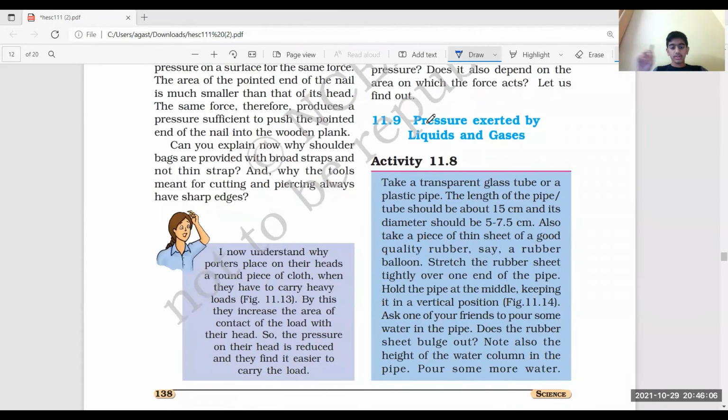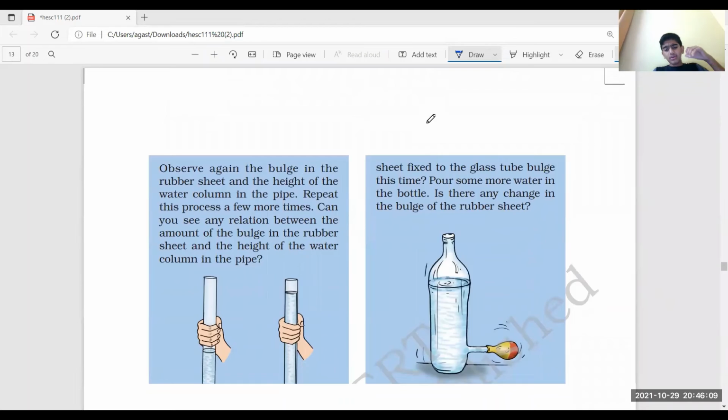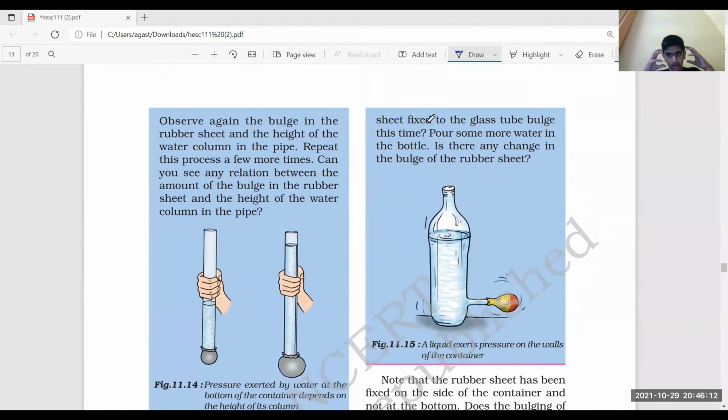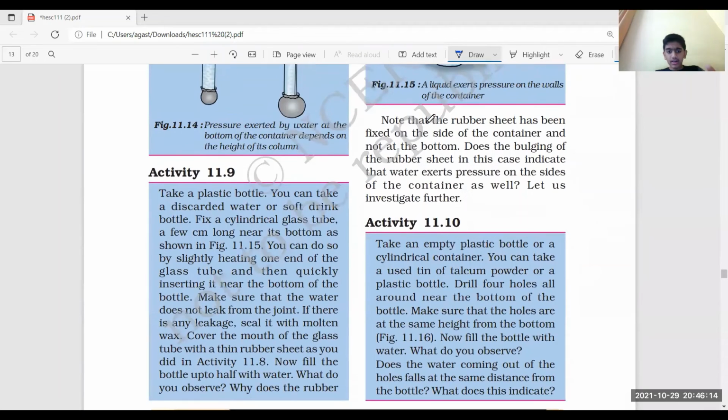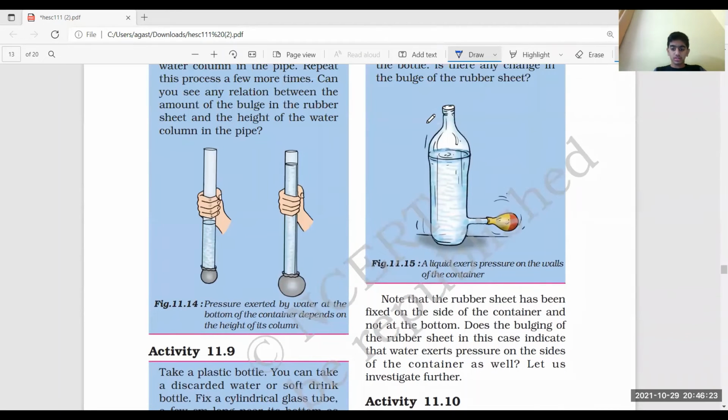How? That is the question now. For example, let's take a container. After filling a bottle fully, let's keep a few holes. Now we could see that the liquid exerts pressure on the walls of the container and the water comes out. Where it comes out fast is a different aspect here. According to the activity, liquids exert pressure on the walls of the container.